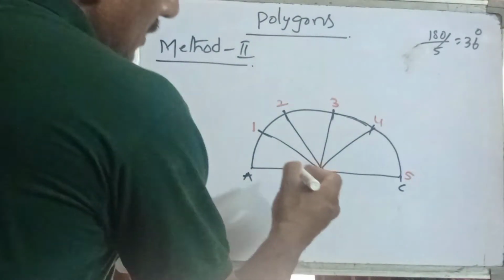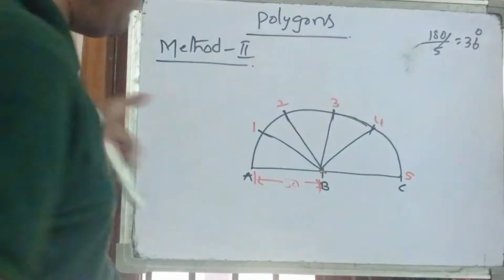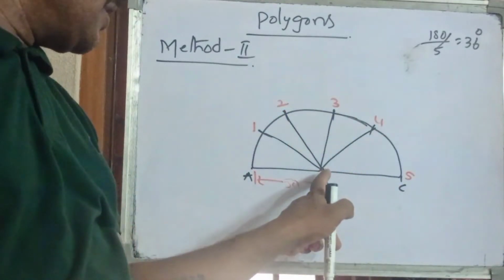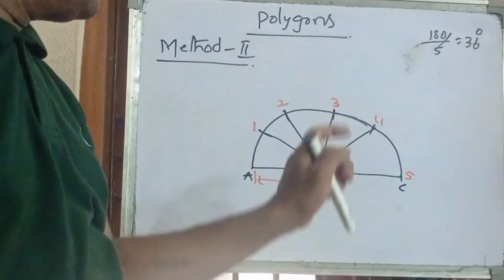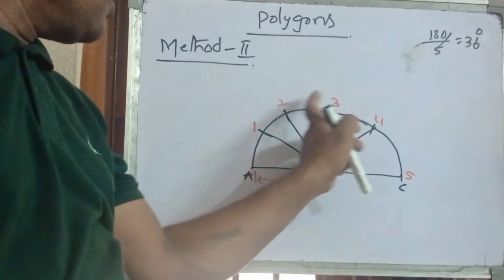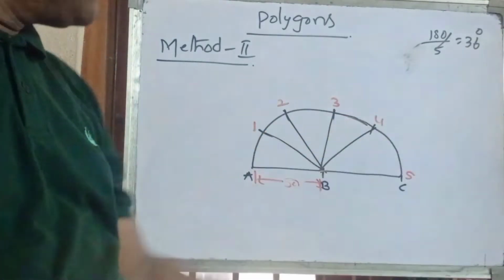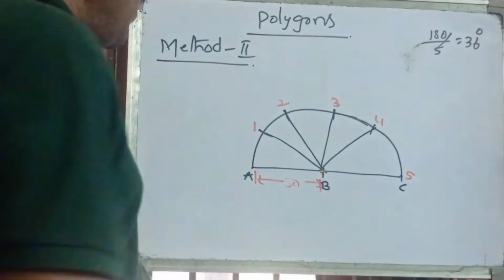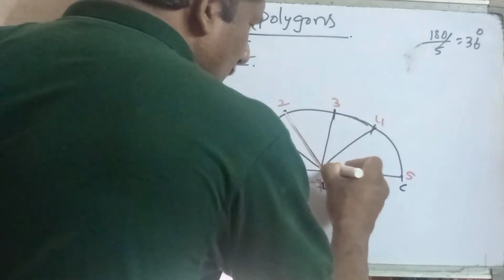So similarly, one side is given as 50 mm. Okay. And for the extended form, take another 50 mm, and draw the semicircle with the center at this B. And divide into 5 equal parts. Suppose if you want a pentagon, the number of equal sides is 5. That's why you go for 5 equal parts. So this is 180 degrees divided by 5 equal parts. So you will get 36 degrees. And give the numbering 1, 2, 3, 4, 5 as previously. And we already discussed that the second line is the reference line.